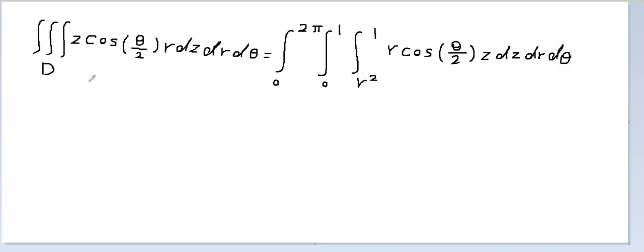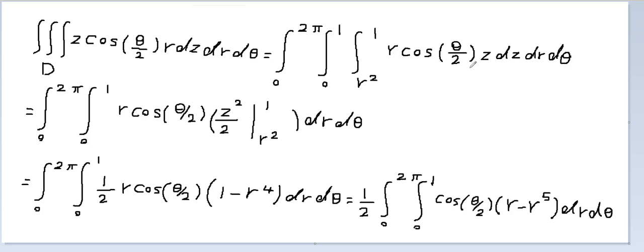So look at here. We have the integral of z cosine theta divided by 2, and this is our dV, r dz dr d theta. So z is from the lower surface, z equals r squared, to the upper surface, z equals 1. And then r is from 0 to 1, and theta is from 0 to 2 pi. The rest: we have r cosine theta z dz dr d theta. So we are going to integrate first with respect to z, then with respect to r, then with respect to theta. We will find the answer.